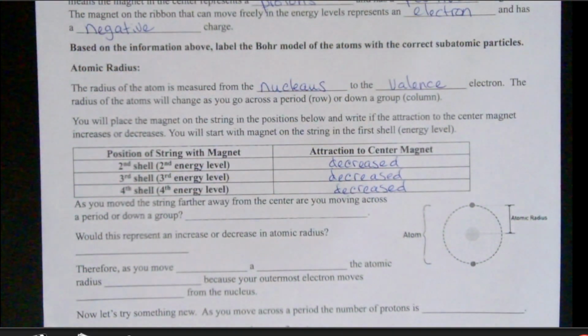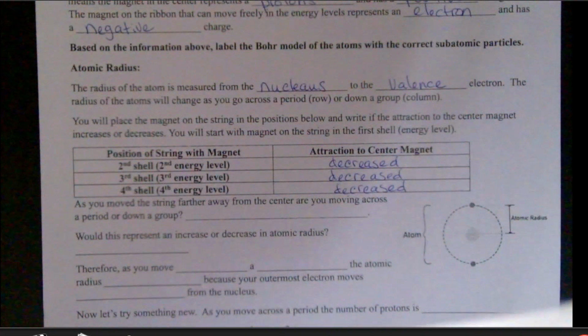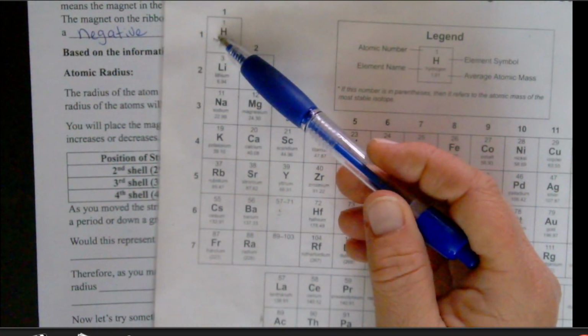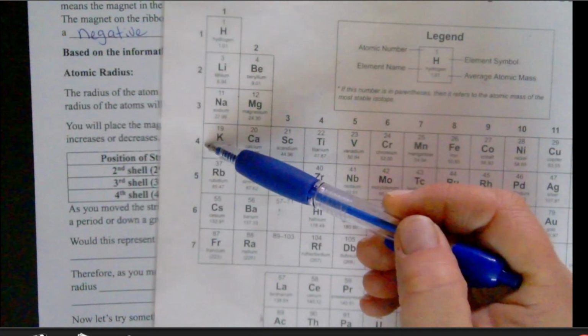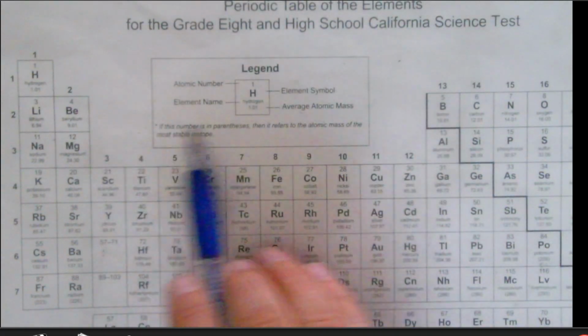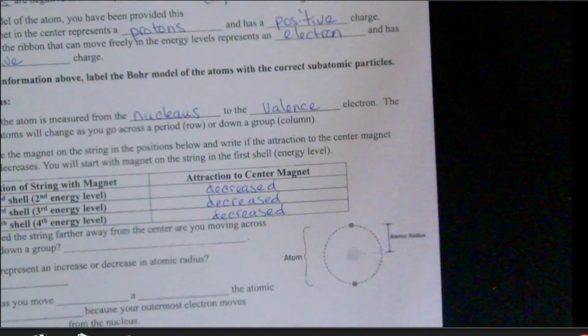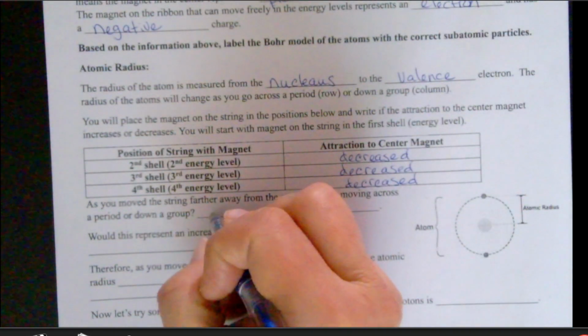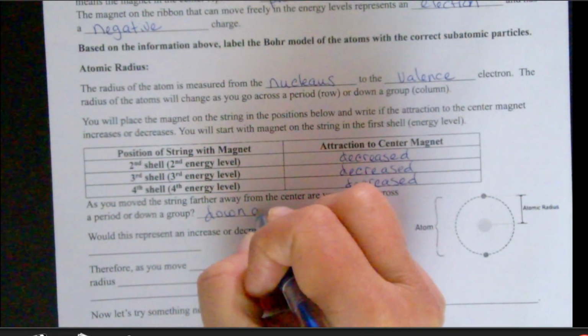So how do I know that? I know that because as you add more energy levels, this is first energy level, second, third, fourth. When you go across a row, such as the second, they all still only have 2 energy levels. So as you're increasing those, you're going down a group.